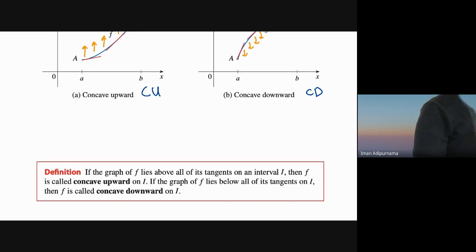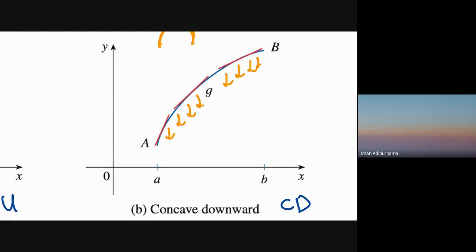So what does it mean? If we look here at all the tangents, you can see there is a gap between f and the tangent. So f is above the tangent. The other way around, if you look here, it also has a gap, but now the tangent is above. So the tangent is above f, or f is below the tangent. So that is the definition by words for concave upward and downward.